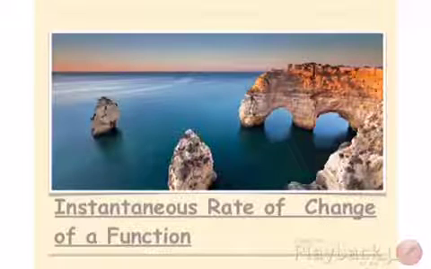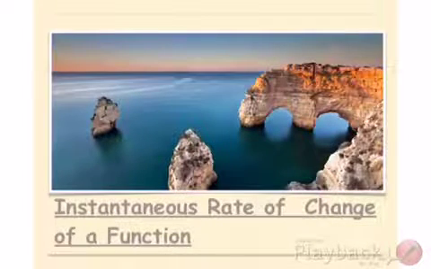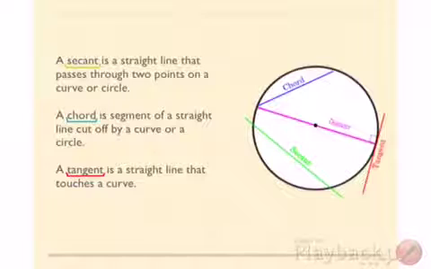Hi guys, so a quick lesson on instantaneous rates of change for a function. When we're talking about the instantaneous rate of change, we're talking about it at a particular moment. So like if I was trying to capture the speed of a racehorse coming across the line, I'm trying to stop the motion at that exact point and work out the speed of the horse.